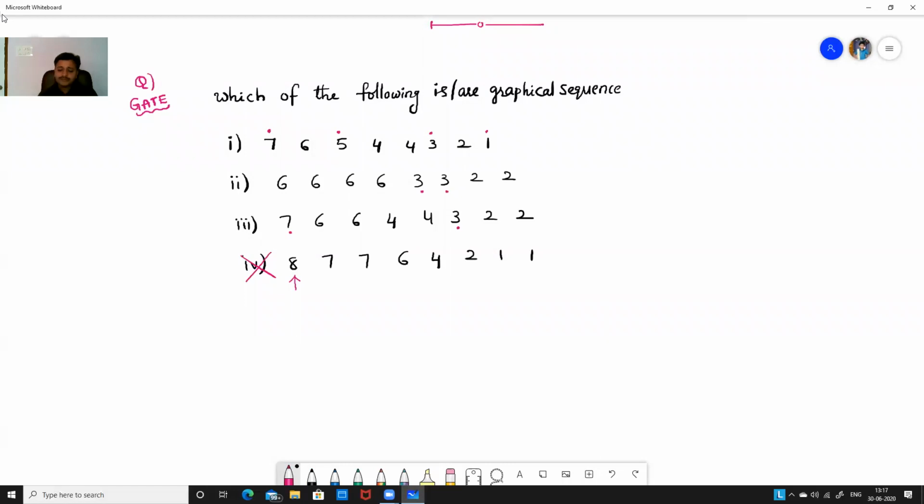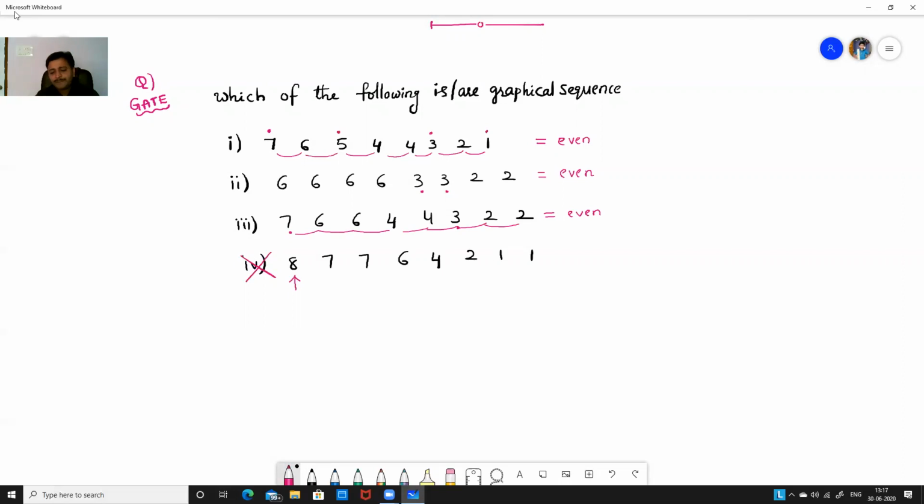Next property, the sum of degrees of all vertices must be an even number. Just sum up all the values and verify whether they give an even number or not. So 7 plus 6, 13, plus 5, 18, 22, 26, 29, 31, 32, which is an even number. Here 24 plus 27, 30, 32, 34, which is also an even number. Next, 13, 19, 23, 27, 30, 32, 34, which is also an even number. So by using that property also I cannot eliminate.